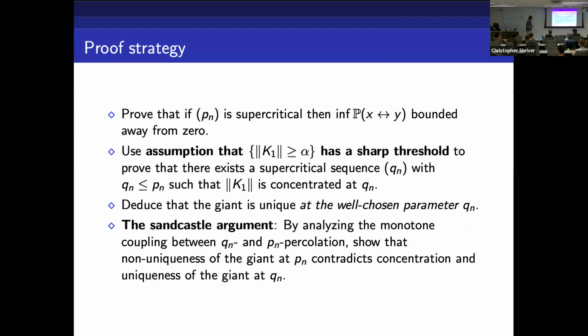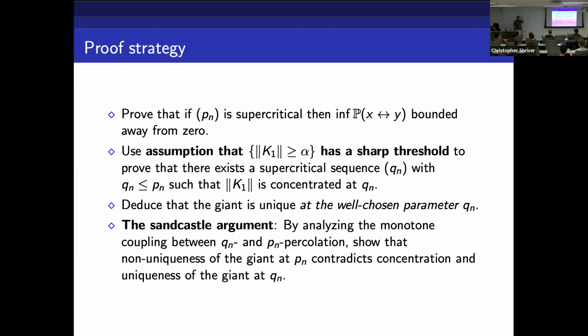Good. So maybe I'll just give you a very brief overview of how the proof works. This is going to be the proof that if you have a sharp threshold for the event that the density is at least alpha, for every alpha, then you have uniqueness of the giant cluster in the supercritical phase. There's a few steps to this. The first one, that I won't really go into, is that if you're supercritical, so in fact just if you have a positive probability of having a giant cluster, then the probability any two vertices are connected to each other must be bounded below.